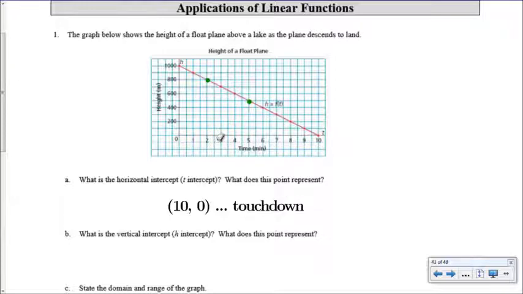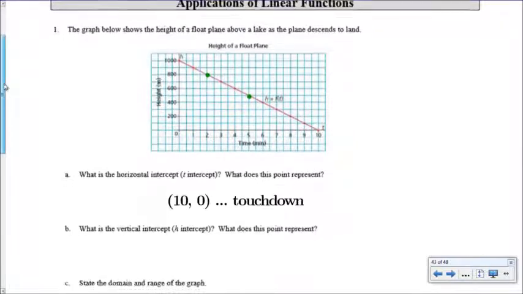So I'm going to get you to mark this actually. This first page will be out of 5. So give yourself a mark if you've got, you might have just put 10 down. That's fine as well. What does the point represent? Something like touchdown, right? So the plane is landing and it reaches 0 height at 10 minutes.